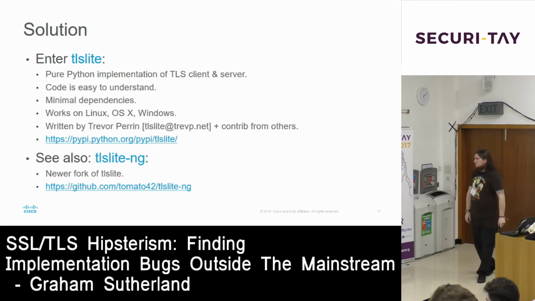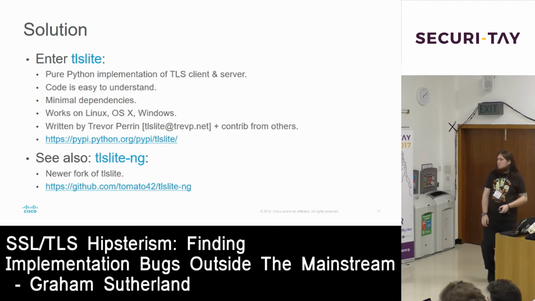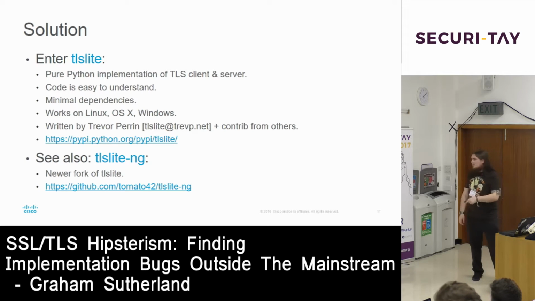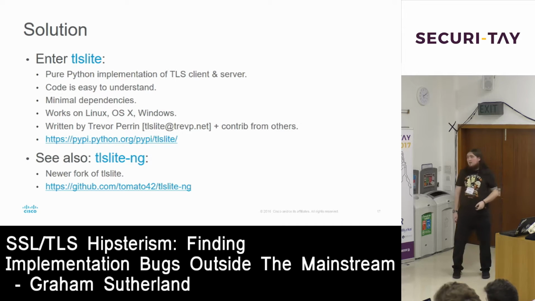It's written by a guy called Trevor Perrin, and there's some additional contributions from others. There's the URL for where it is. And then a while back, Trevor created TLS Lite NG, which is a newer fork. The older one was on a different license, and then they ported it across onto a new license. It's basically the now maintained version of it, and that's the one I've sort of forked from.